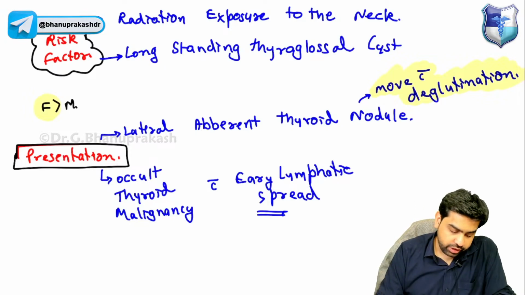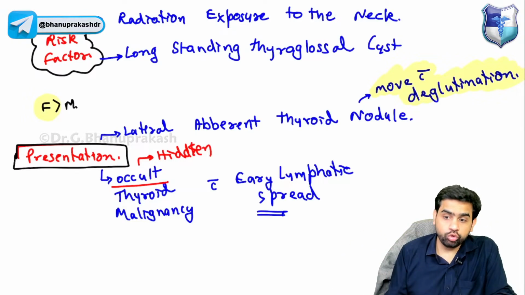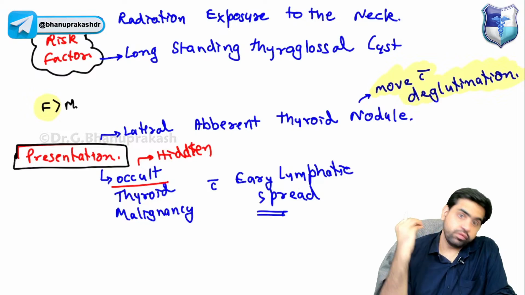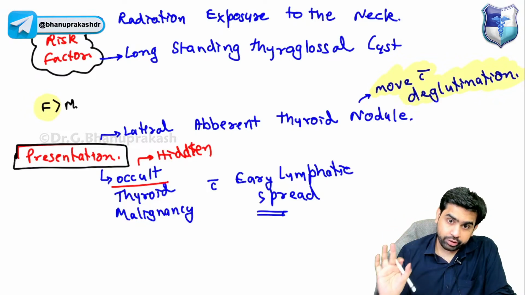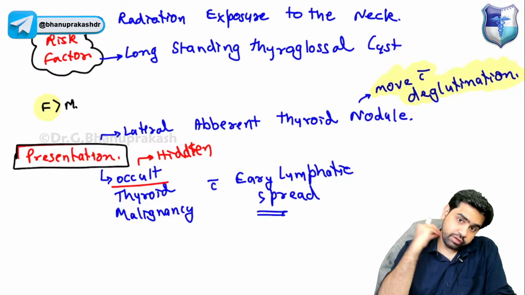Occult basically means hidden. So what is occult? It means that when you palpate the thyroid, there is no nodule, but you have lymph nodes which are enlarged in the neck. Do you understand my point? So it is a hidden thyroid malignancy presenting with lymph node metastasis.